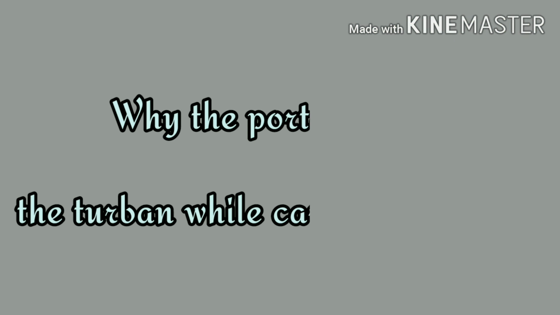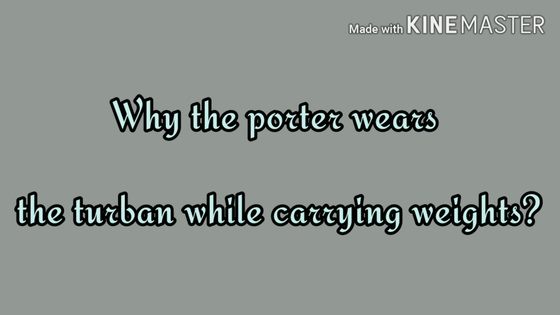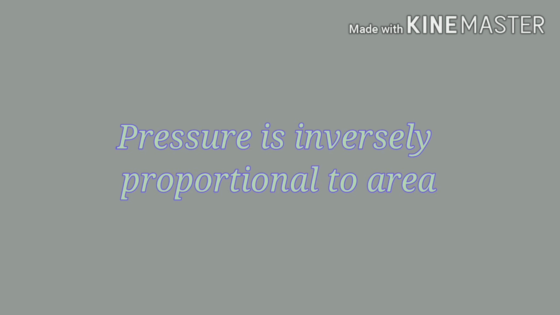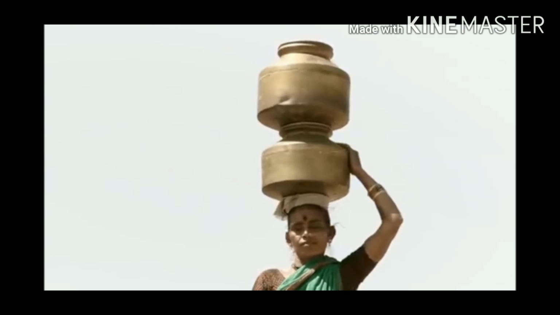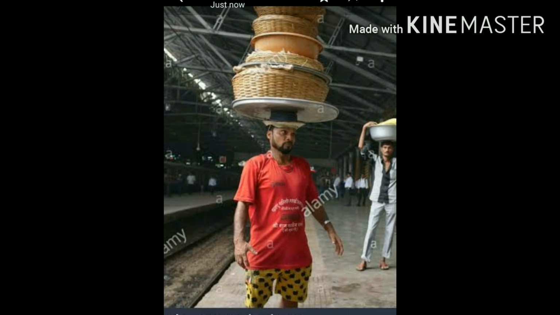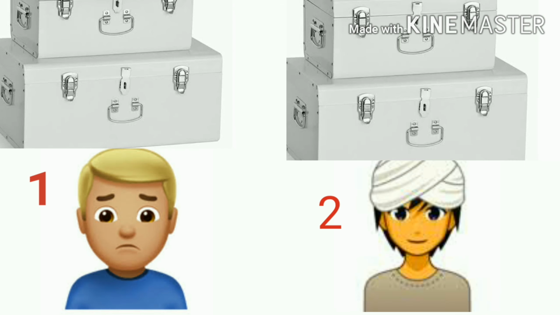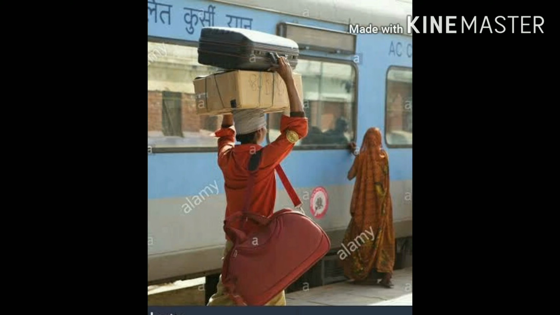Next application. Why does the porter wear a turban while carrying weights? Before going to that, I would like to recall once again the main point. Pressure is inversely proportional to area. Remember this. And going to the explanation. Here you can see, heavy weights are generally carried by wearing a turban on the head. In the first picture, the total weight is acting on a small area, so the person will feel more pressure. But in the second picture, due to the turban, the total weight spreads over a larger area on his head, so the weight applies less pressure and the worker feels very comfortable.